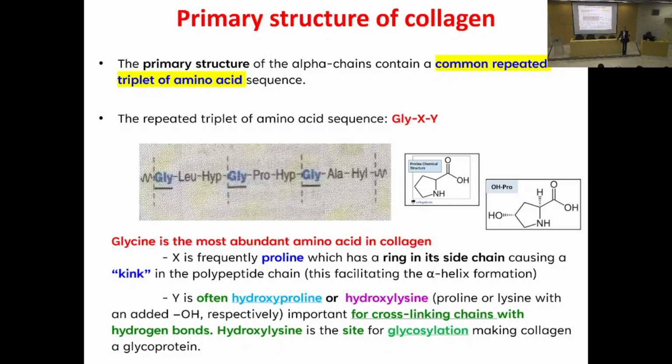So in the primary structure, glycine is the most abundant. It is the first one. The second one, mostly, frequently, is proline, but it can change, though usually we find proline. We need proline to have this kink in the structure, this twist, to form the helix. And the third ones are hydroxyproline and hydroxylysine.